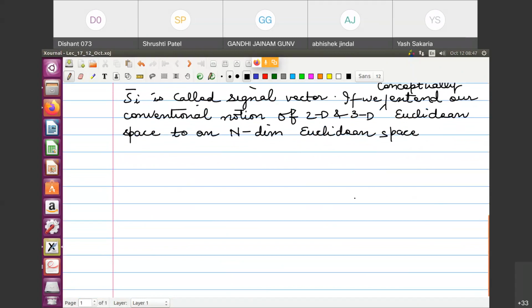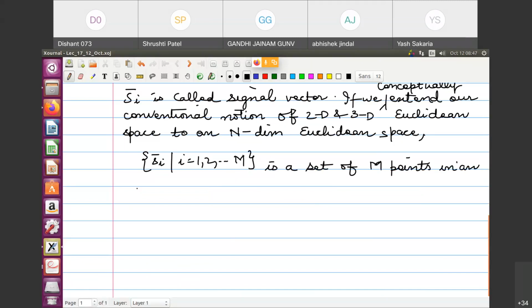The space Si(t), you can say, Si bar, where i is equal to 1, 2, 3, and the number of signals we have taken is m, is a set of m points in an n-dimensional Euclidean space. I think this is simply saying that you have m vectors in n-dimensional Euclidean space.